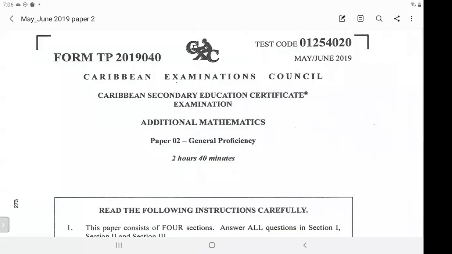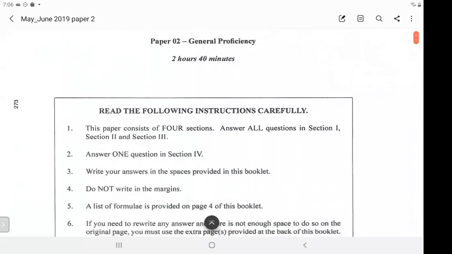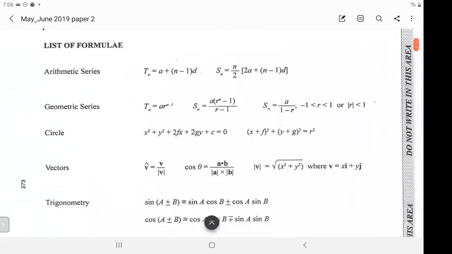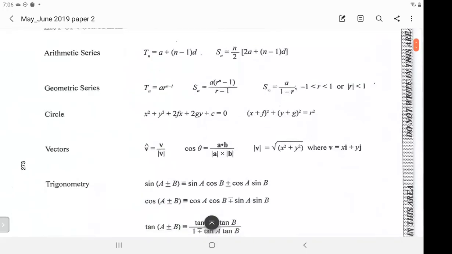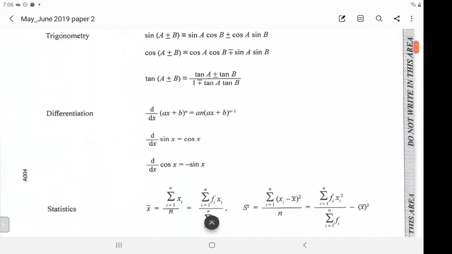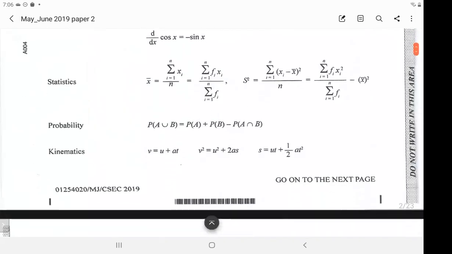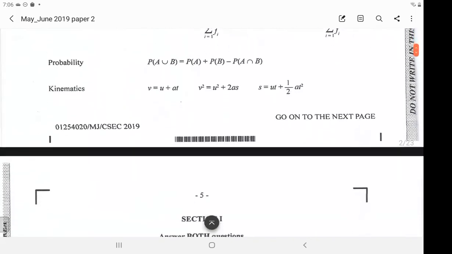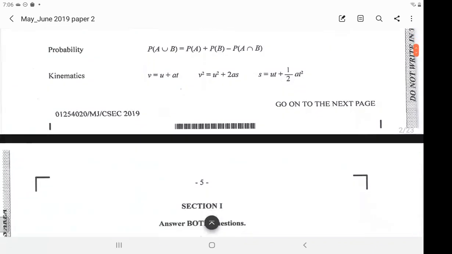Good day, everyone. So today we're going to be taking a look at the May-June 2019 exams, Additional Maths. So let's get started. For those who know, we are already given a formula sheet, so you could take a look at these formulae and use them in the relevant sections.